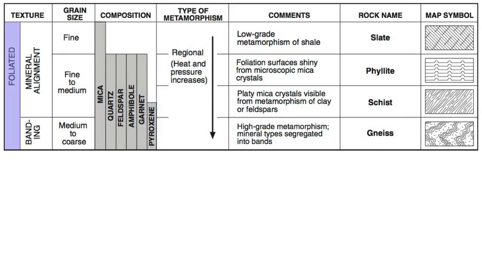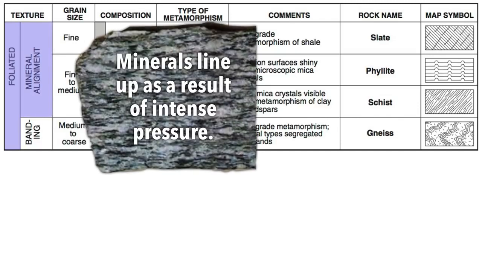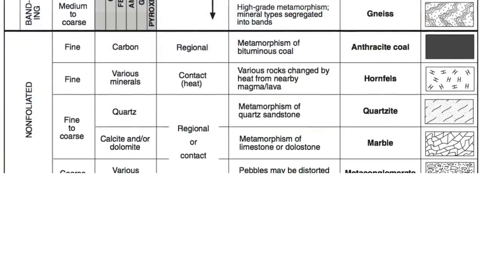Notice something, they are all referred to as being foliated, and what that means is that pressure is causing the minerals within the rocks to almost line up with each other. Now we have two types of foliation. We have mineral alignment, seen here, which is when minerals line up as a result of pressure. And then a severe version of mineral alignment is called banding, seen here. And the only rock that displays banding is called gneiss, and this is a result of really intense pressure.